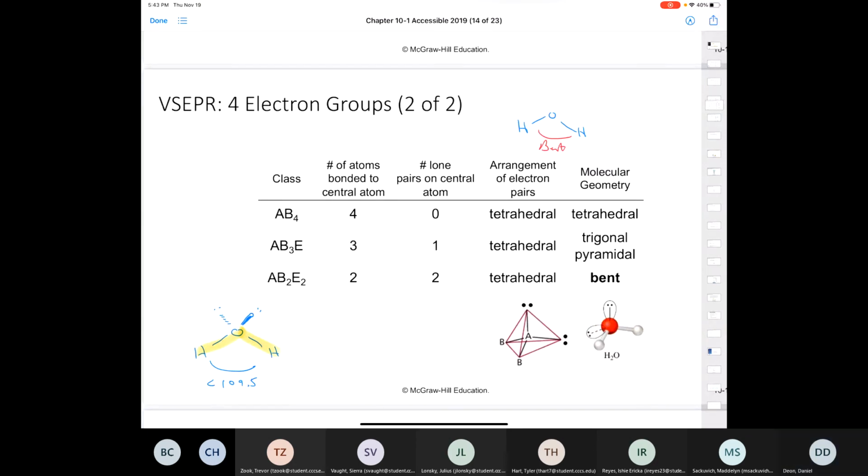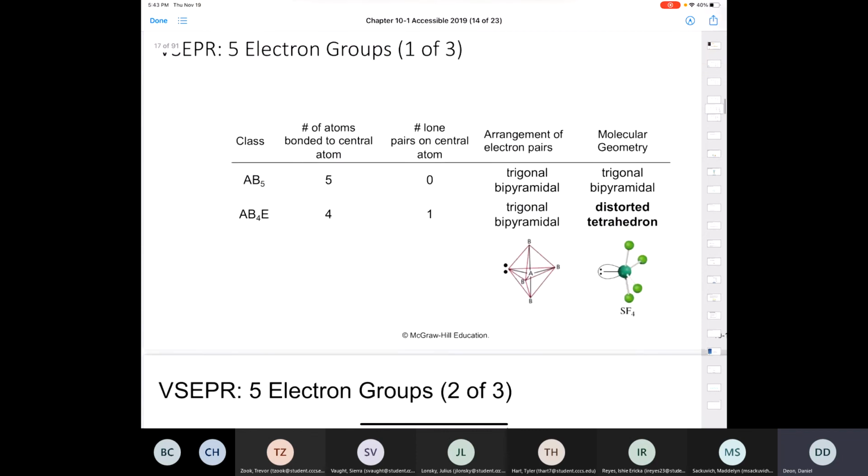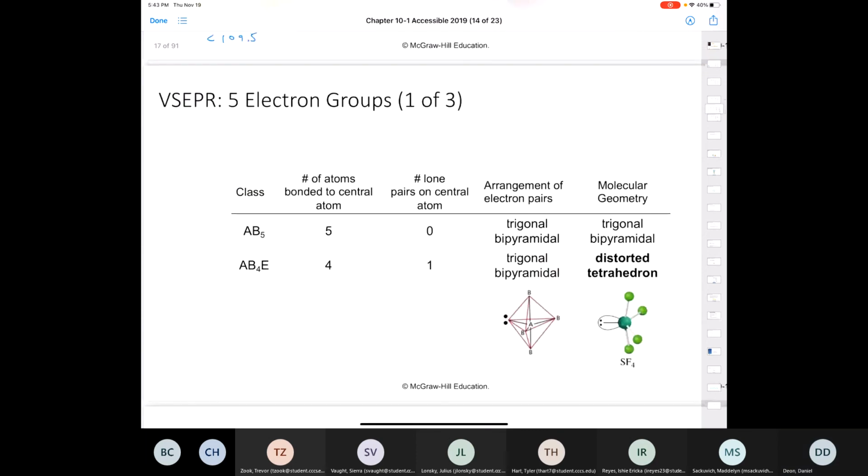All right. Well, now we're going to get into some shapes that I think, personally, are a little funkier. A little more interesting shapes. Let's go back to our trigonal bipyramidal shape. Remember this guy when we had a central atom surrounded by five atoms? Something like this.